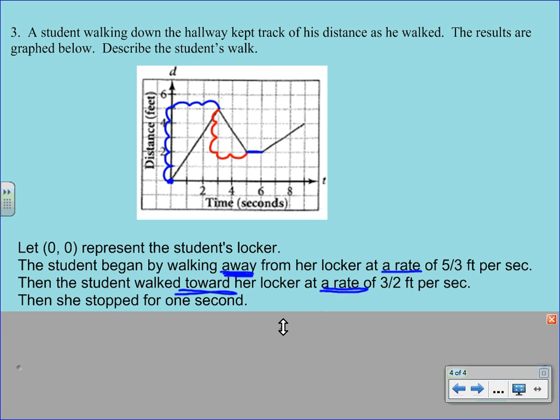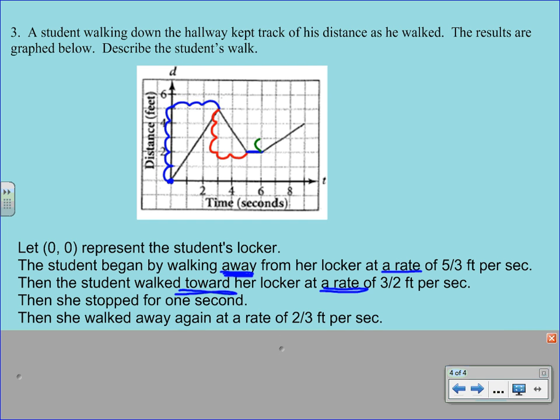And then our last segment, again, is positive, which means the student is walking away from the point of reference, which in this case was the locker. And we're going to calculate the speed. And when we count the slope, it's just up 2 over 3. So the student walked away at a rate of 2/3 feet per second.